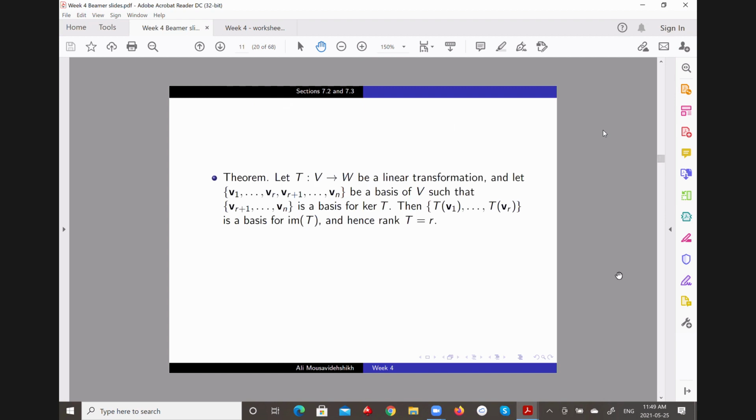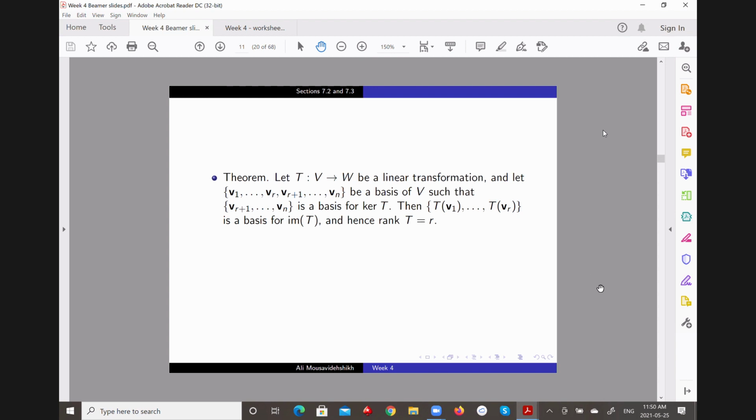Now, this is where we get back into the theoretical aspects. Suppose that T goes from V to W is a linear transformation, and we are given a basis v1 to vr, v(r+1) to vn for V, such that the vectors v(r+1) to vn form a basis for the kernel of T. Then the following holds. Automatically, the first r vectors, when you apply T to them, will form a basis for the image of T, which consequently tells you that because there are r of them, the rank of T will automatically be r.